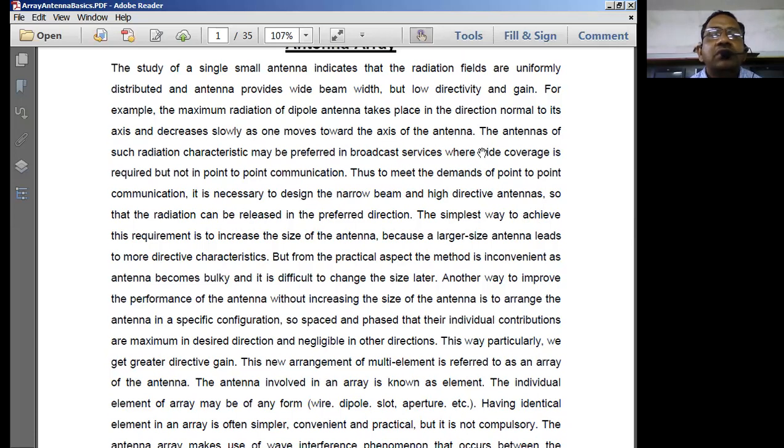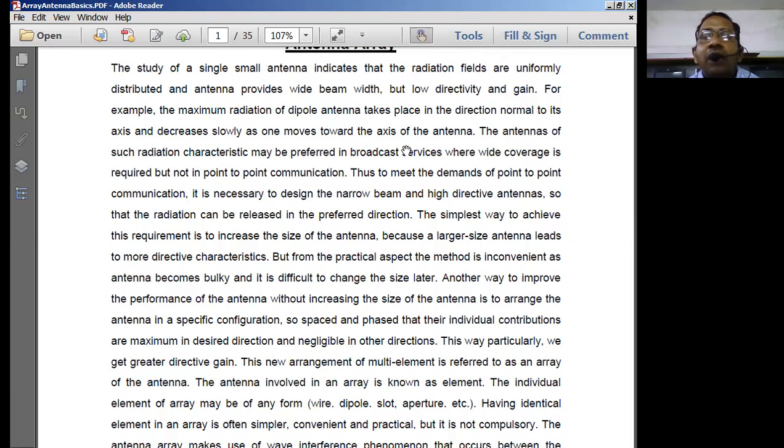A single antenna normally indicates the radiation fields, which is the study of a single small antenna, indicating the radiation fields are uniformly distributed. An antenna provides a wide beam width but low directivity and gain. So a single antenna is always going to have low directivity and gain. But here we want more gain and more directivity whenever we transmit any EM wave from the antenna.